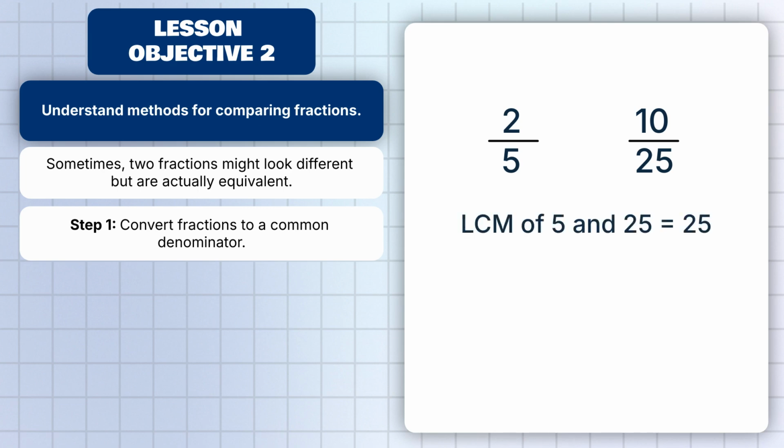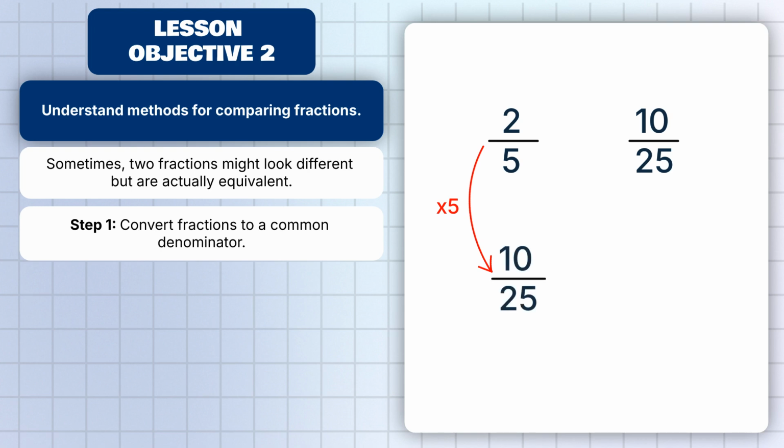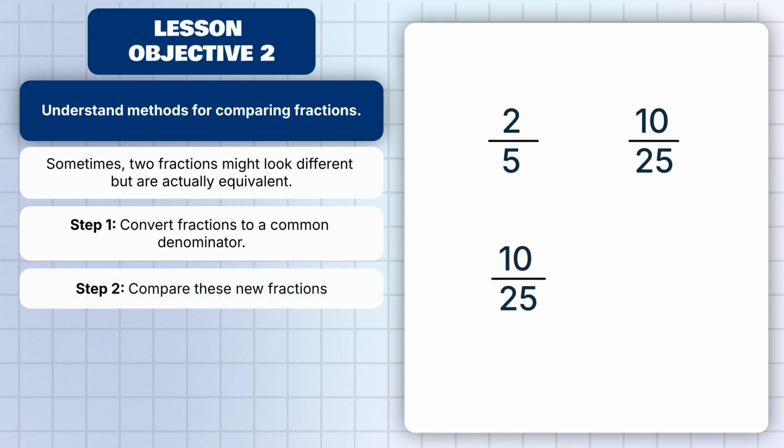which is 25. To convert 2/5 to an equivalent fraction with a denominator of 25, we can multiply the numerator and denominator by 5. This gives us a new fraction of 10 over 25. Next, we compare the fractions. We see that 2/5 converts to 10 over 25, making them identical fractions.